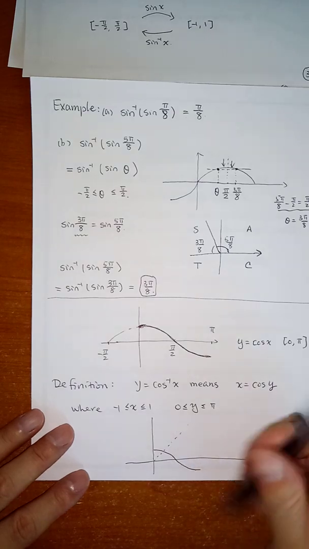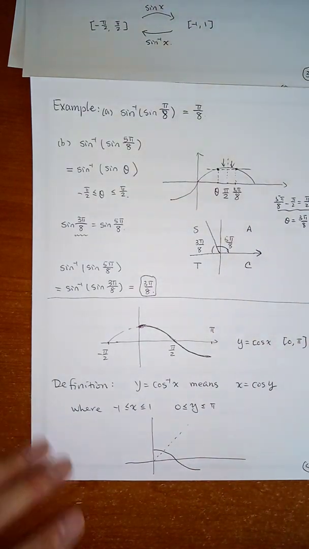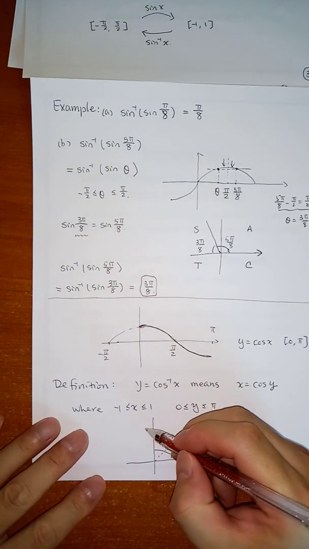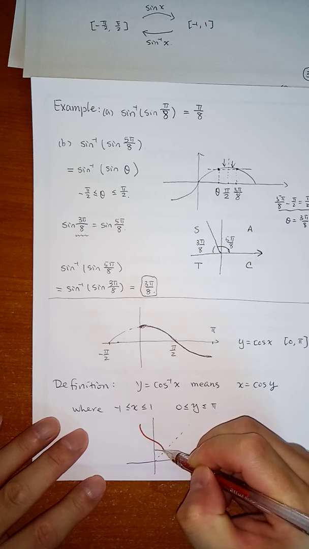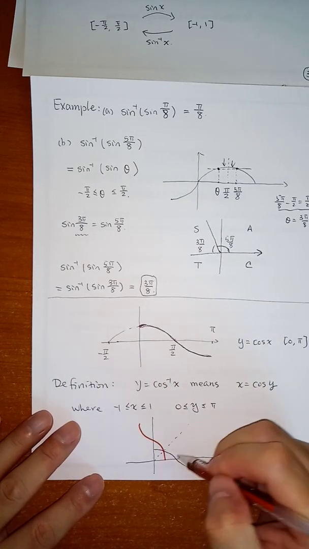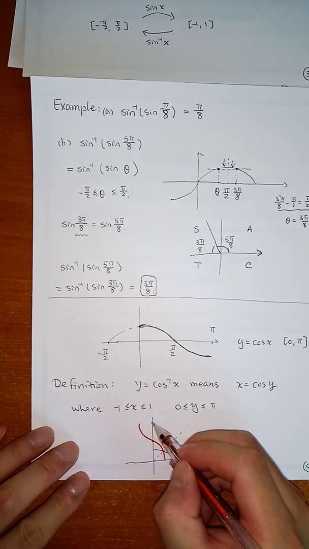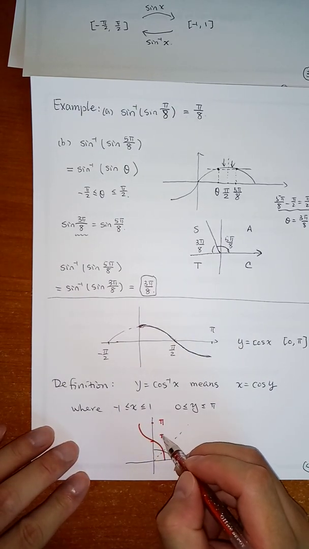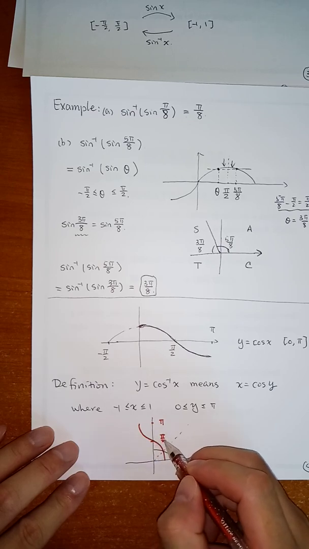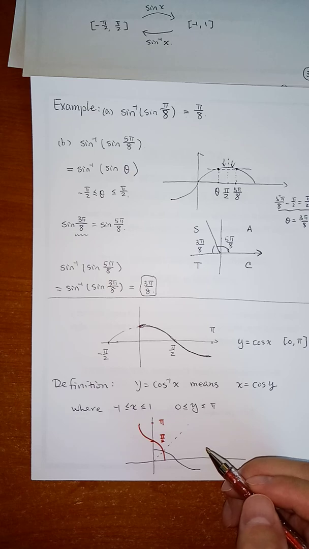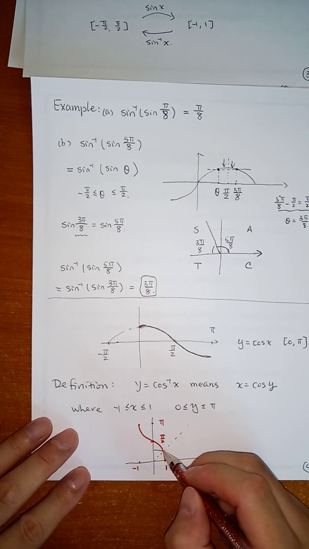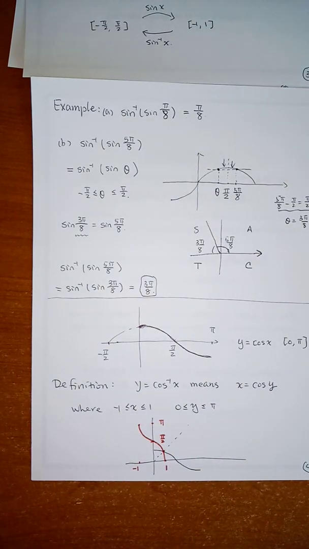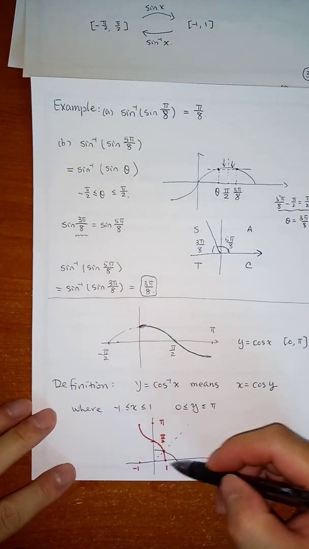You can imagine what it is. It looks not that trivial, so it looks like this. It's a decreasing function. This is pi. This is pi over 2, the intersection with the y-axis is pi over 2. That's negative 1. This is positive 1. Here is the intersection point. Okay, so this is the graph of the cosine inverse function.